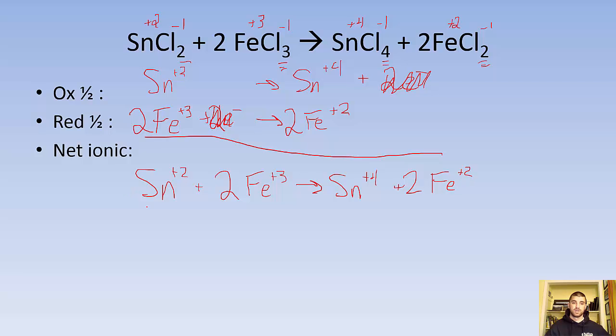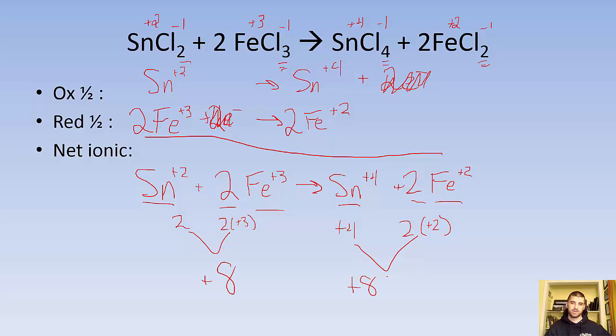So now let's check. We got 1 tin, 2 Fe's, 2 Fe's. I've got to figure out the charge. I got a 2, I got 2 positive 3s. So that's a 6. It adds up to be a total of a positive 8 on the left side. Now here I got a positive 4 and 2 positive 2s, so they're going to add up to be positive 8 as well. So everything checks out. That's all you're doing with the half reactions. Making sure the electrons lost are equal to the electrons gained.